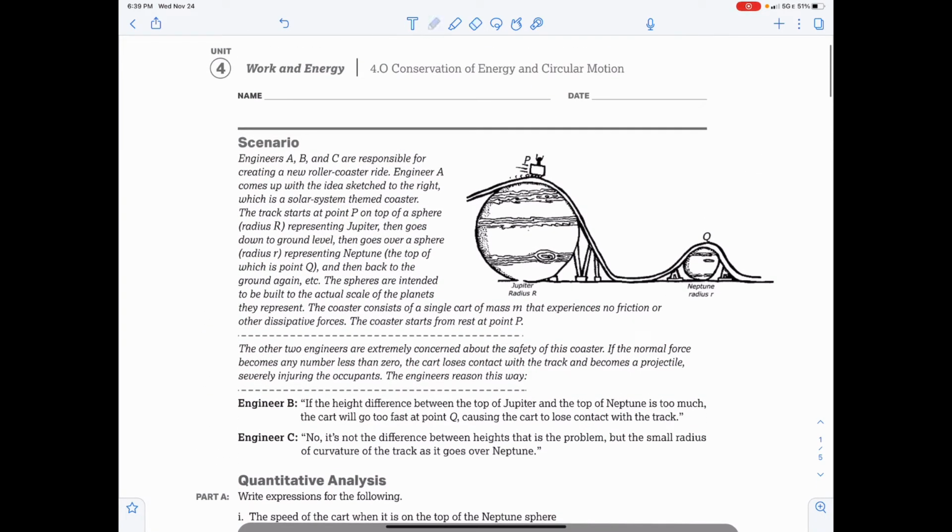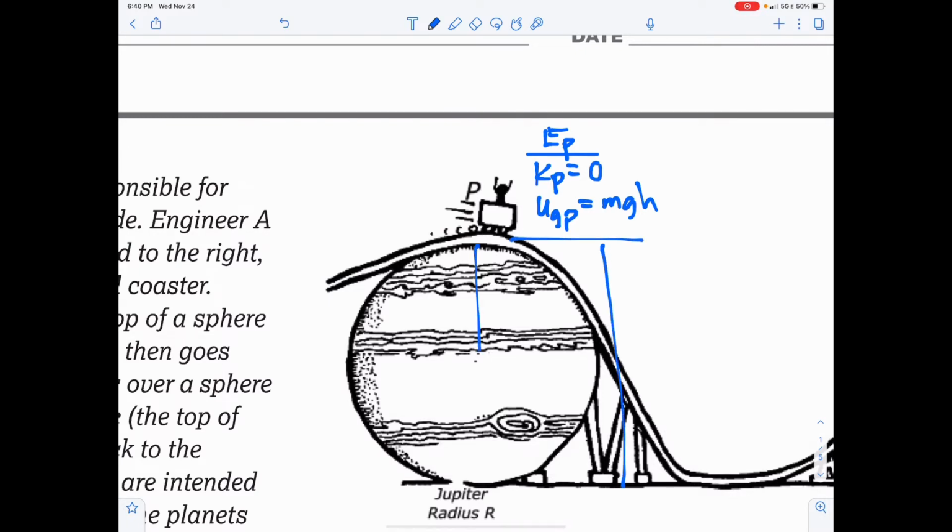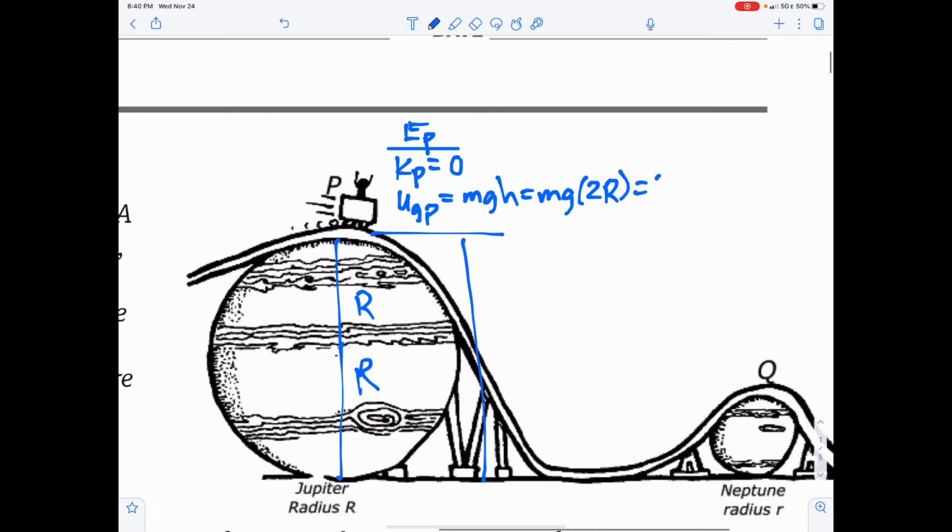Well, let's examine what's going on here. If we look at the energy at point P, the kinetic energy at P will be 0. The gravitational potential energy at P will be mgh. But now h, the height that you're falling right here, is radius and radius, which is m times g times 2R, or 2mgR.